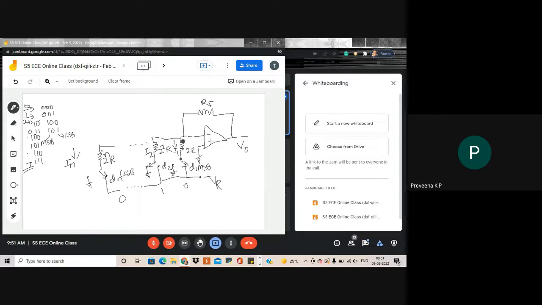Okay, so whenever 2R resistance is connecting to this minus VR, because of minus VR there will be a potential difference or voltage at this point, and that voltage will be entirely different from the voltage appearing due to this resistor. So corresponding to different bit patterns, the voltage that is appearing at this inverting terminal will be different. That is the point here.